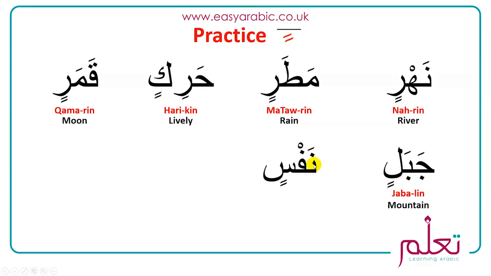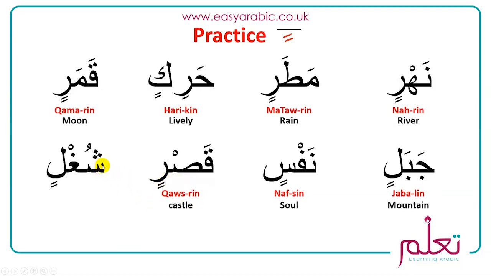Next one we have the Noon with the Fatha and the Fa with the Sukun, so it becomes Naf, one syllable, Naf, Sin, Nafsin, which is the soul. Next one we have the Qaf with the Fatha and the Sad with the Sukun, Qas, Qasrin, which is castle. And finally we've got the Sheen with the Damma, the Ghain with the Sukun, Shugh, Shughlin, which is work.